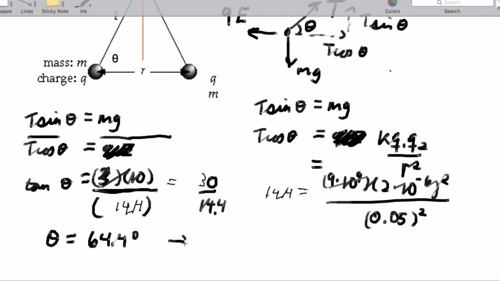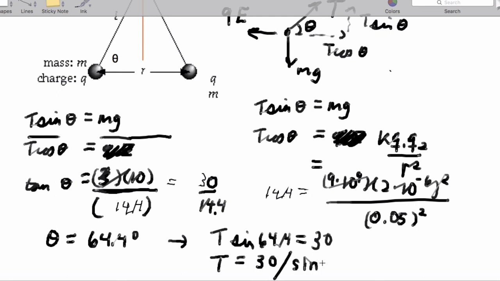And so now I can go ahead and get the tension. I have T times the sine of 64.4 equals 30. And so the tension in the rope is 30 divided by the sine of 64.4. And that's going to give me a 33.3 newton tension. All right, so that's it for problem number 6.